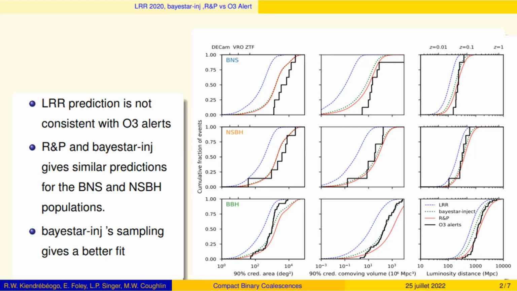So basically, this is just saying that it takes into account sensitivity thresholds of the gravitational wave detector network and is able to calculate the probability of these events occurring in certain regions of the sky. And the RNP and Bayestar-inject methods predict similar outcomes for binary neutron star and neutron star black hole mergers. But as you can see, Bayestar-inject is pretty on the nose for most of these.